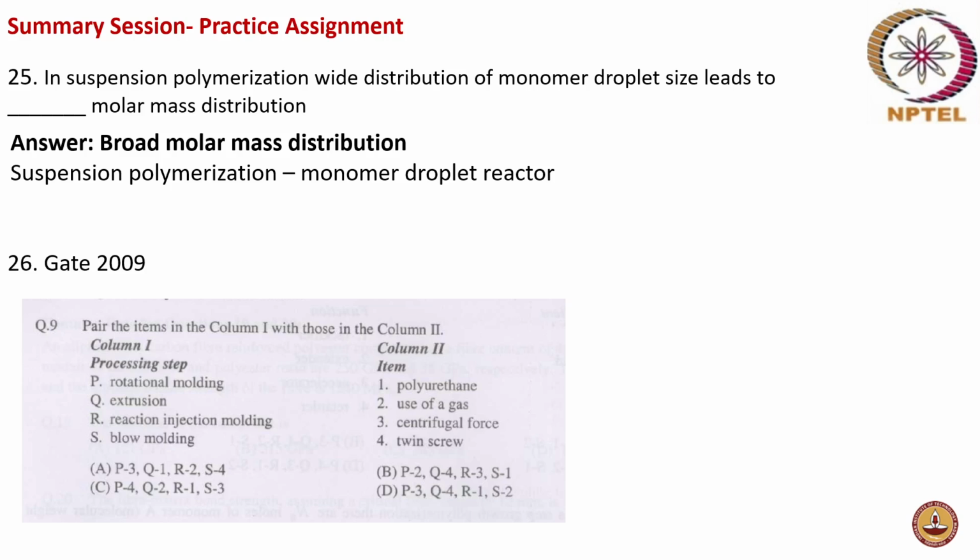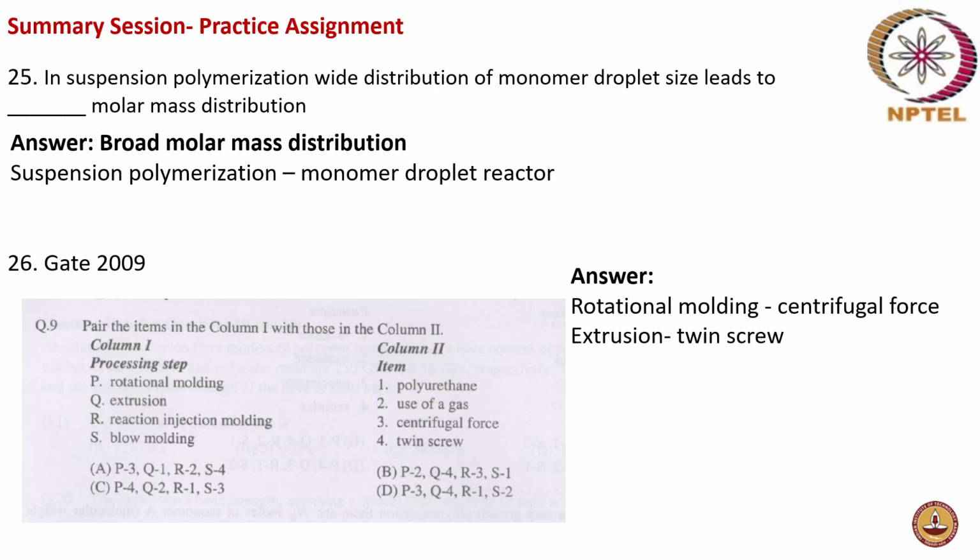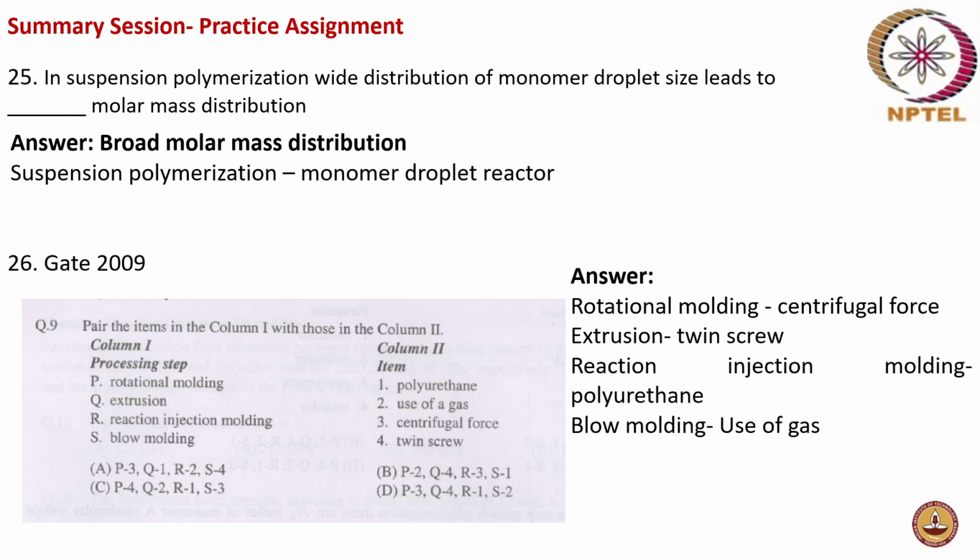What about you, Paul? Do you agree with her? Yeah, I agree. Perfect. So rotational molding uses centrifugal force. Extrusion, you have the twin screw extruder. Reaction injection molding is commonly used for polyurethane, and blow molding uses a gas.